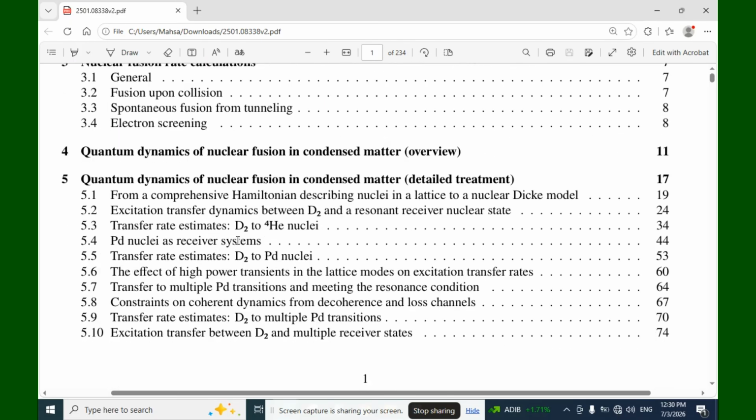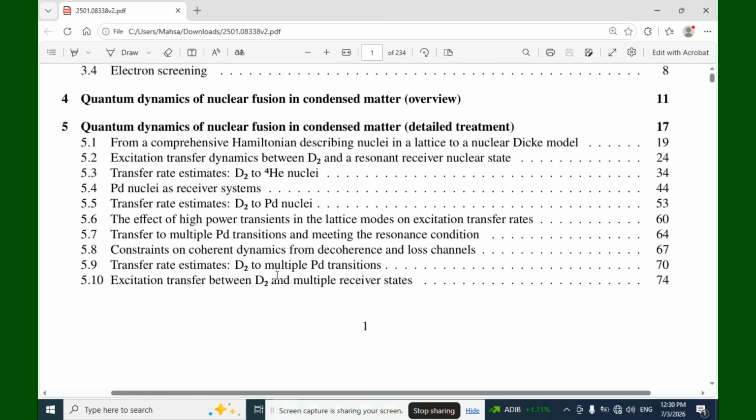The fourth chapter is quantum dynamics of nuclear fusion in condensed matter. The fifth chapter is quantum dynamics of nuclear fusion in condensed matter, detailed treatment: from a comprehensive Hamiltonian describing nuclei in a lattice to the nuclear decay model, excitation transfer dynamics between D2 and resonance receiver nuclear states, transfer rate estimates D2 to helium-4 nuclei, Pd or palladium nuclei as receiver systems, transfer rate estimates deuterium to palladium nuclei.